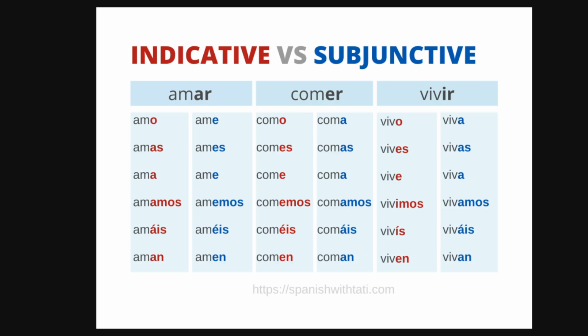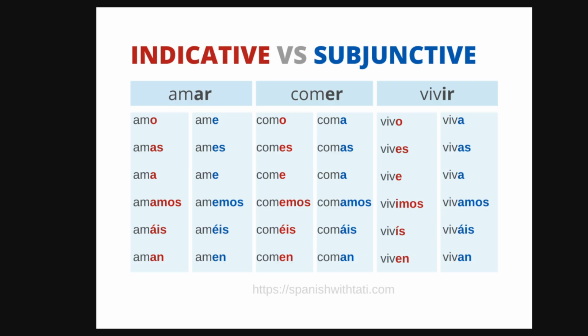Now the indicative verb conjugations are in the red. So if you look at amar, in the red, you see that it reads as yo amo, tú amas, él ama, nosotros amamos, vosotros amáis, y ustedes aman. The same is true. So the vowel there, the A for the AR verbs, remains the same. If you look at the ER verb, comer, the E vowels are retained, and for vivir, the E vowels are used as well instead of the I, with one exception being nosotros, vivimos.